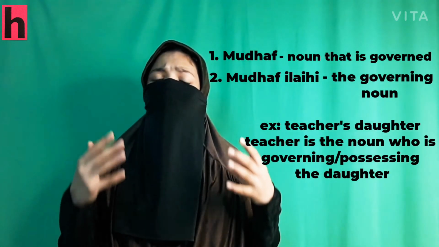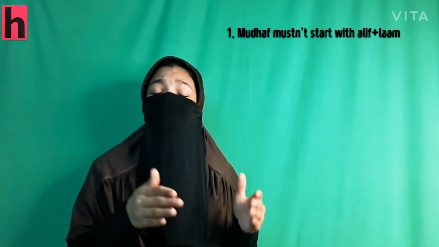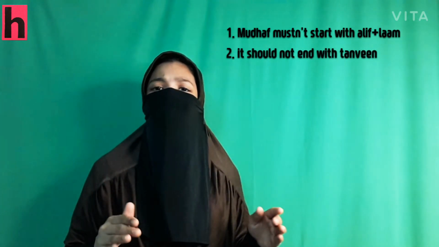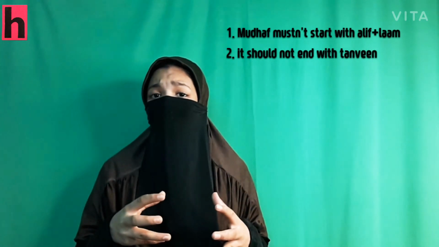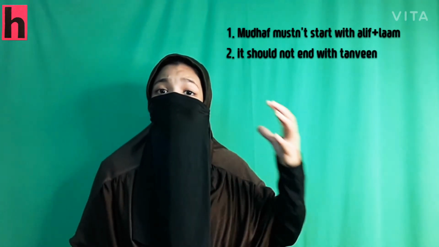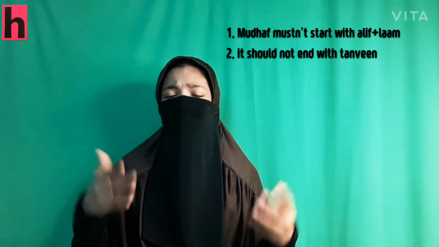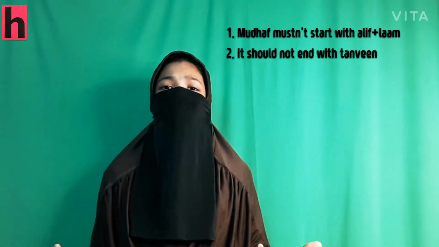Now let me teach you the grammar of these two nouns. First let us start with mudaf. Mudaf must not start with alif lam. And another important rule is that it shouldn't end with tanween. I know you might be a little confused with this point. Do you remember the definite and indefinite that I taught you? Yes, if a word doesn't start with alif lam, then it must end with tanween, right? But why is mudaf not starting with alif lam but not ending with tanween at the same time?